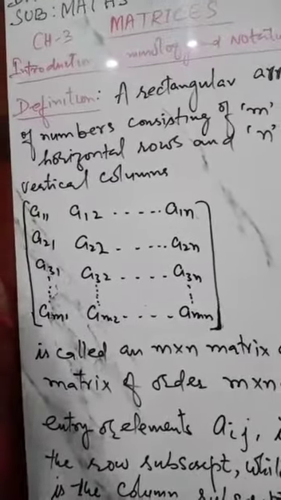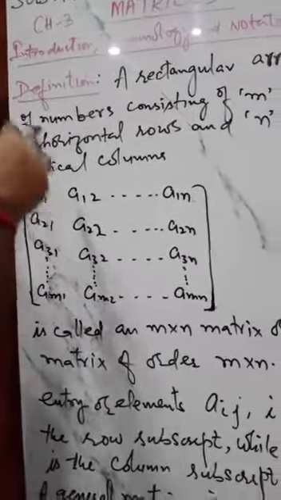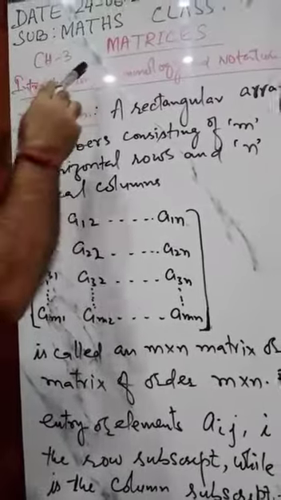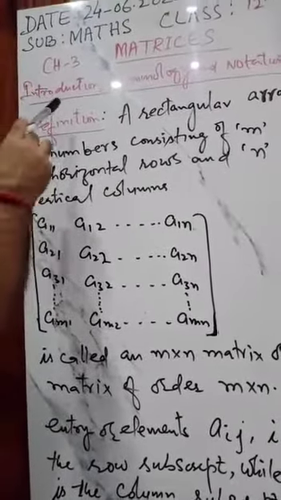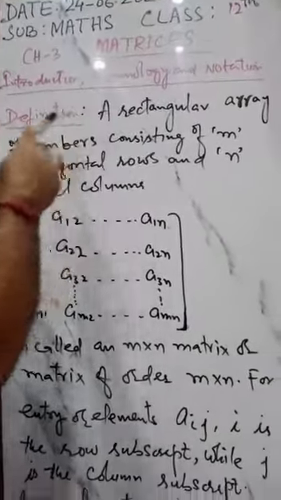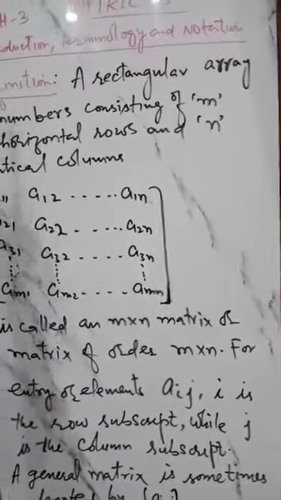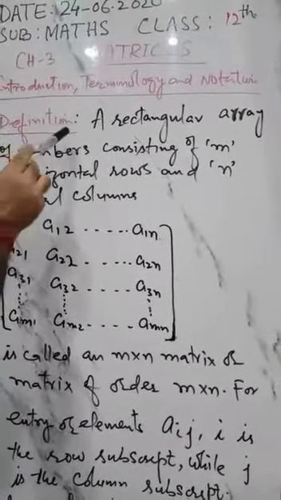Good morning class 12. Today we are going to start the new chapter, Matrices, that is chapter number 3. Here we have introduction, terminology and notation. First let us have the definition part of matrix.